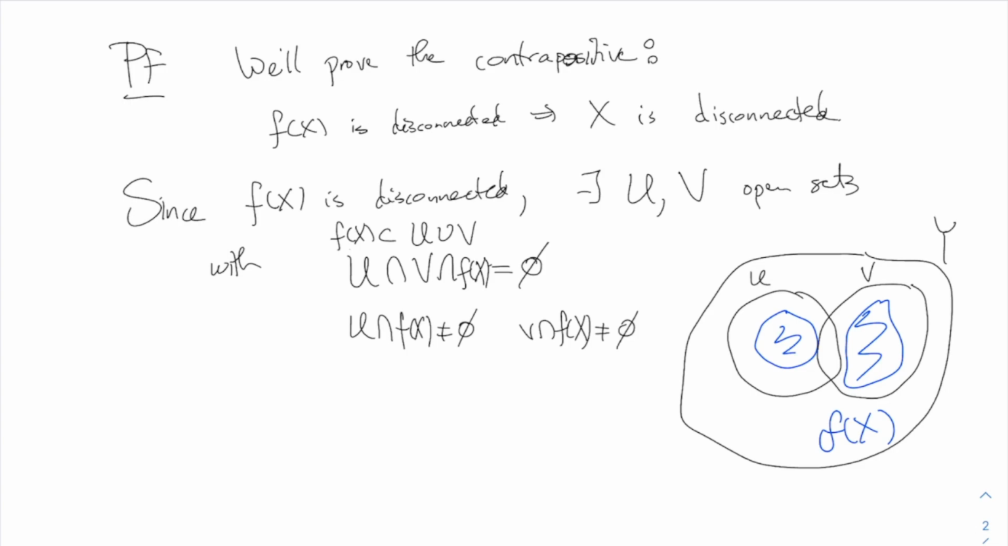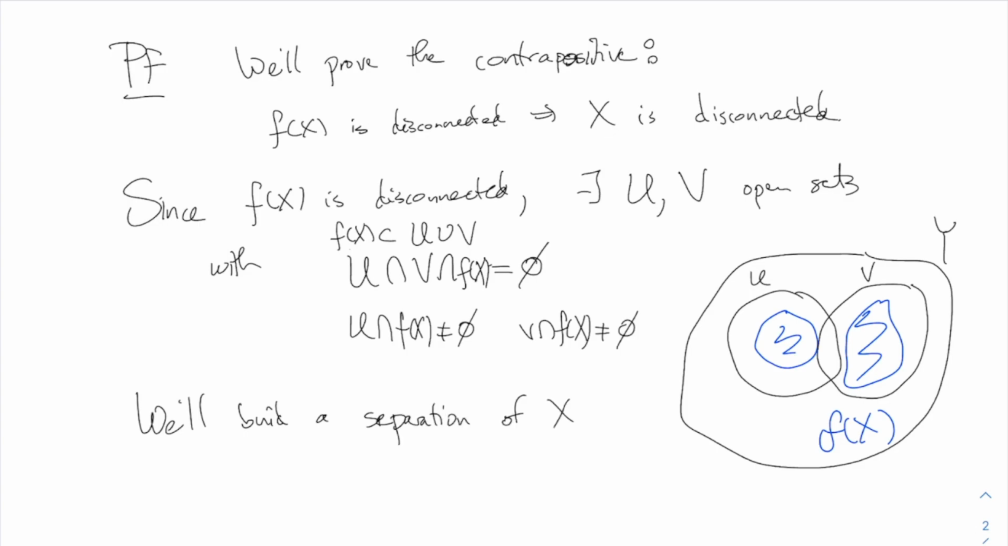All right, that's disconnected. There's a separation of y. We must somehow show that x is disconnected. That is to say, we will build a separation of x. That's what you have to do to show that x is disconnected.